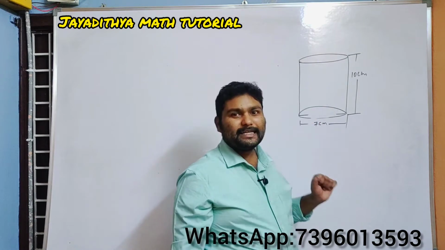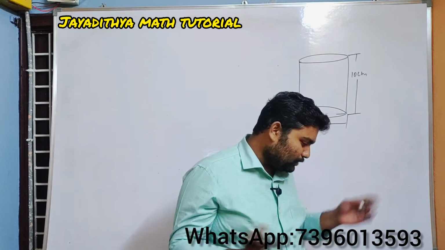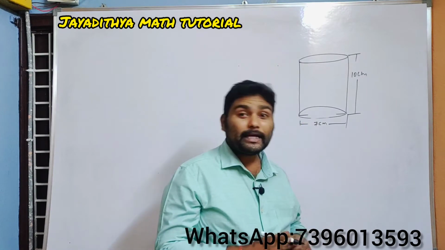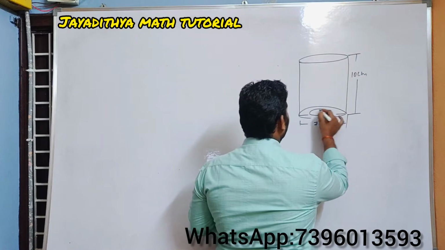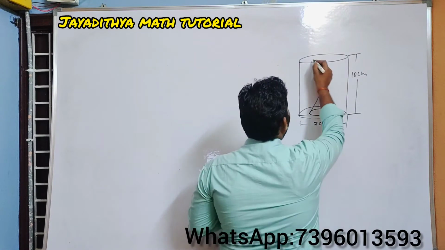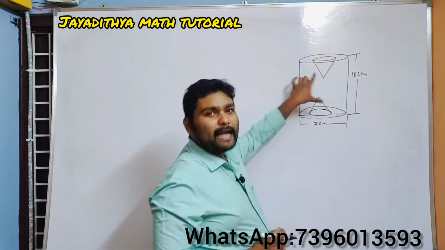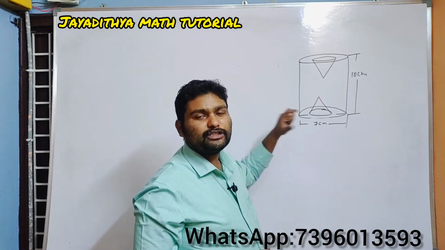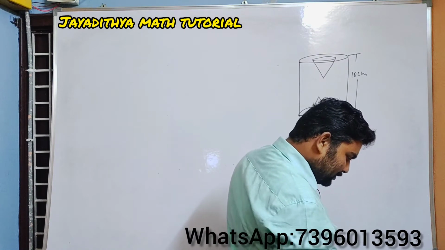Okay, this is the cylindrical solid, and from both ends of the cylinder, 2 equal conical holes were made. Here a hole in the form of a cone is made, and here also a hole in the form of a cone was made. Both are identical. That means the dimensions of the cones are equal here, and he has also given the dimensions of the cones.